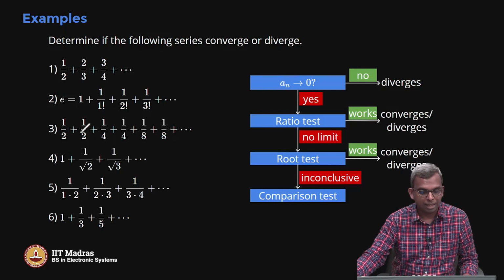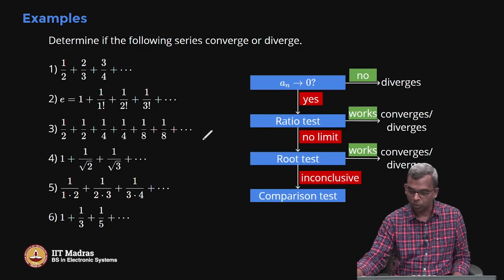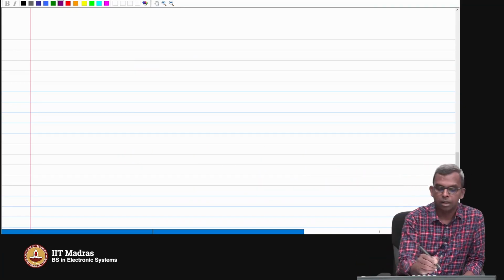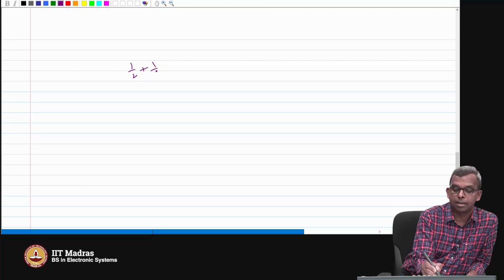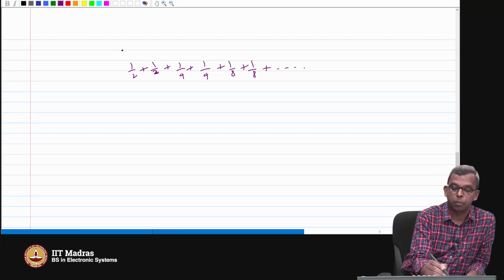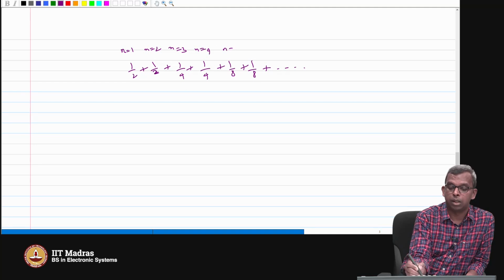So the next example is a slightly weird example. Let us come back to this. Let us look at the third example. So let me do that. The sequence is half plus 1 by 4 plus 1 by 4. It's sort of artificially constructed to make something happen. So you can imagine what this thing is. You can start with n equals 1, n equals 2, n equals 3, n equals 4, n equals 5, n equals 6, and so on.